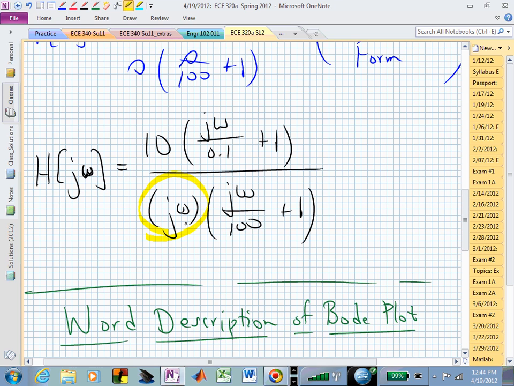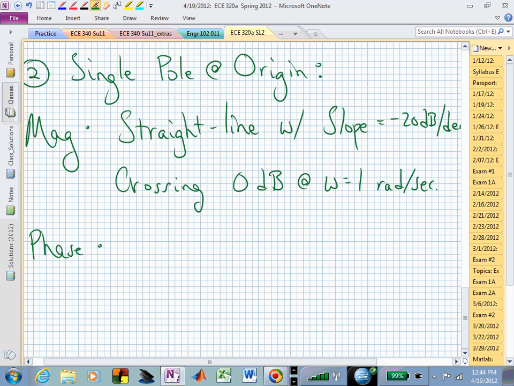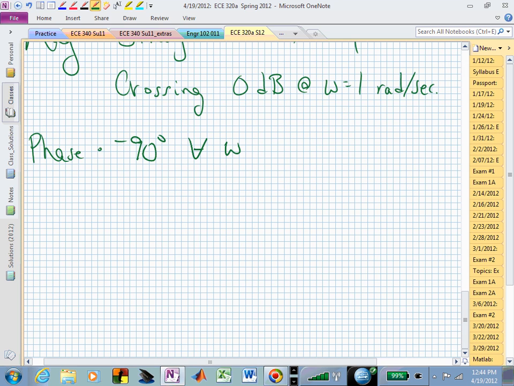We're talking about this term, and if I said the angle of j omega, you would say, oh, that's 90 degrees, but since it's downstairs, it's a minus 90. And it's always on. In my word description then, I'm just going to say that I have minus 90 degrees for all omega, and that's pretty easy to sketch. I just have to draw a horizontal line at minus 90 degrees for that component.